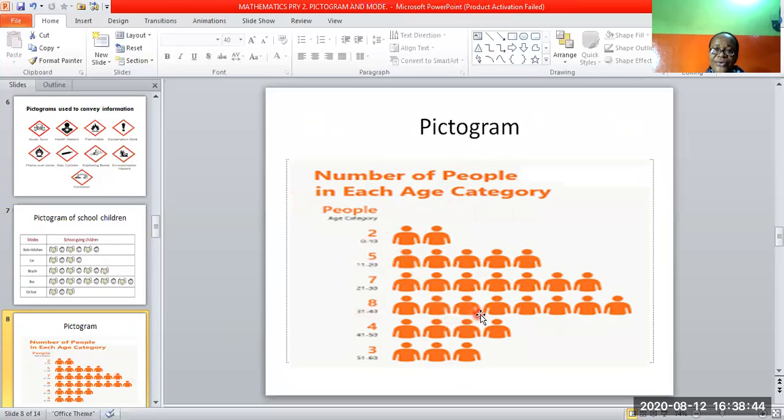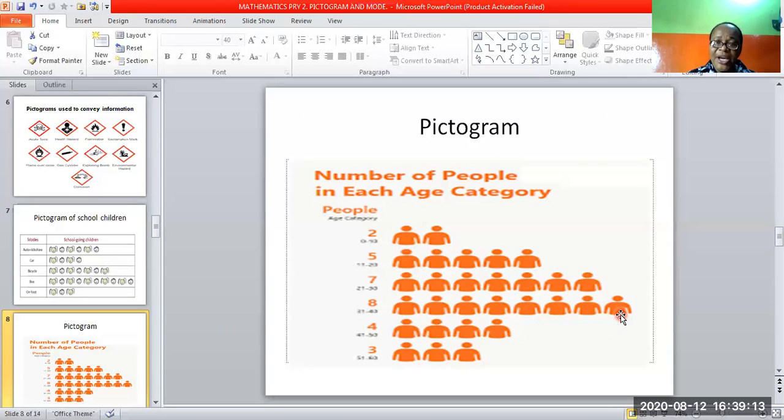In this age category, just at a glance, we will see that 31 to 43 years old are more than every other group. We have 1, 2, 3, 4, 5, 6, 7, and 8. Eight people fall into the category of between 31 and 43 years old. Are we clear? Do you understand?